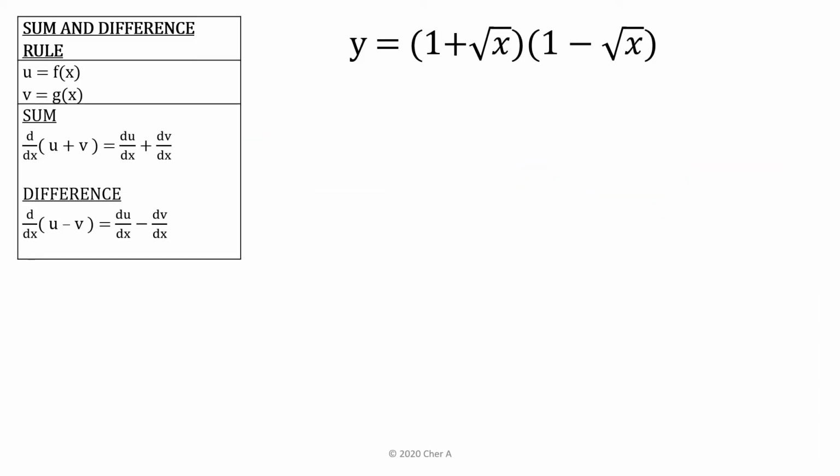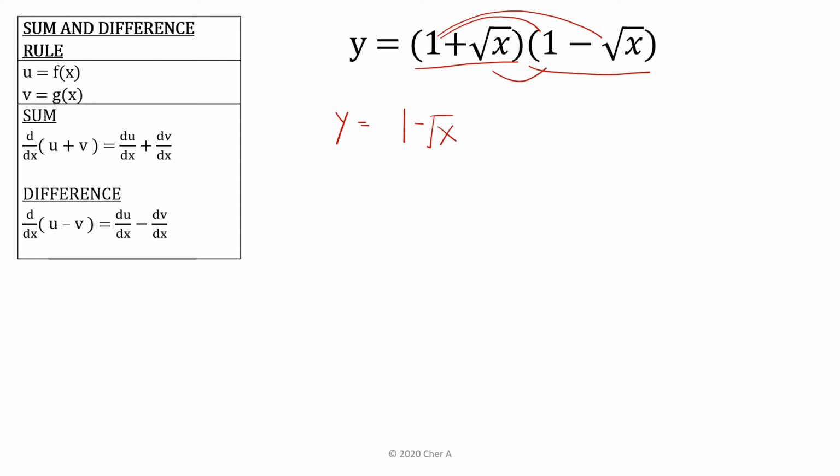Now let's look at another less straightforward question. y equals a function of x multiplied by another function of x. How do we know we have to use the sum and difference rule in this question? We have to change the way it looks. So first I'm going to expand this. 1 times 1 gives me 1. 1 times negative square root x gives me negative square root x.